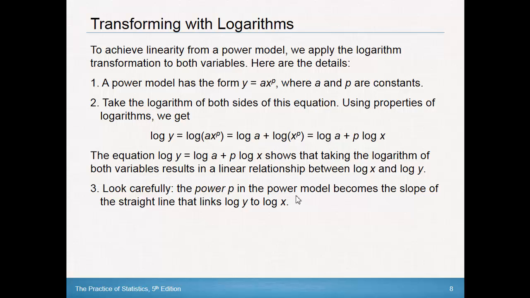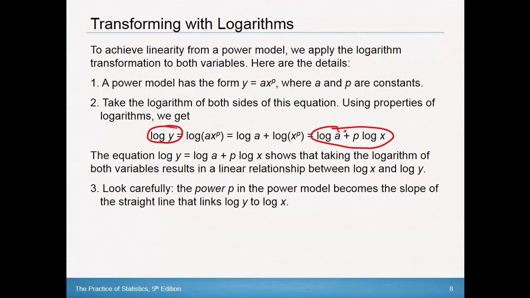This way it's a little bit more set. A power model has the form y equals ax to the p. A and p are constants. Well, if we take the log of both sides, we get the log of y equals the log of ax to the p. Then using our rules of logarithms, we can split up a and x to the p by the addition rule. And then we can bring the exponent p into the coefficient of log of x. So log of y equals log of a plus p log of x.